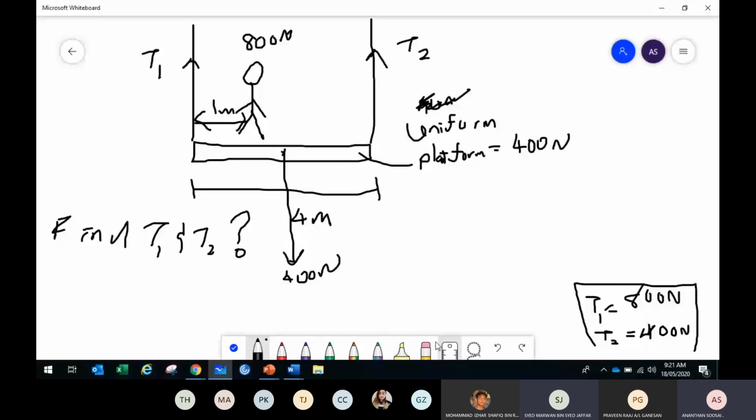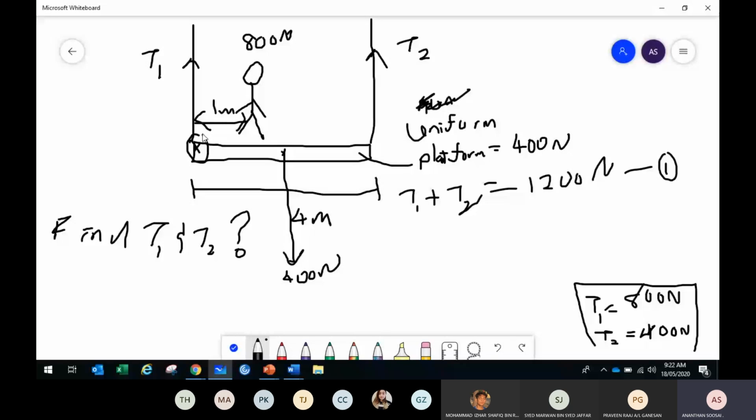Okay, so from net force, force up equals force down. So T1 plus T2 equals force down. Force down is how much? 1200 Newton. This is the first easiest equation we can make by using net force. Second equation, I don't want T1 to appear.